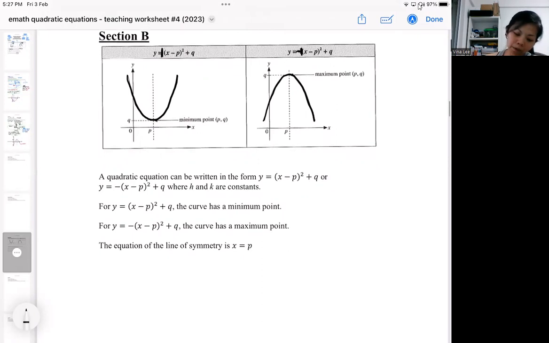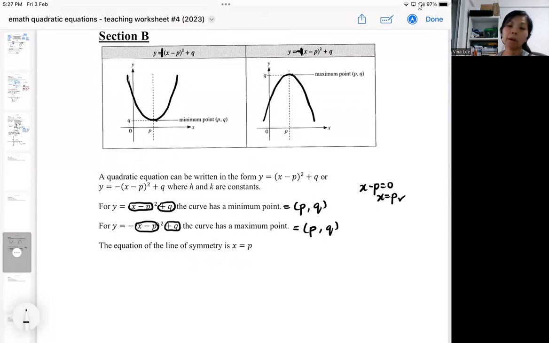For the minimum point, this part will be the y coordinate. And this part, when you set it equal to 0, that will be your x coordinate. So the two of them will be the same thing. Maximum or minimum, they look like they will be the same. But one is a maximum, one is a minimum.